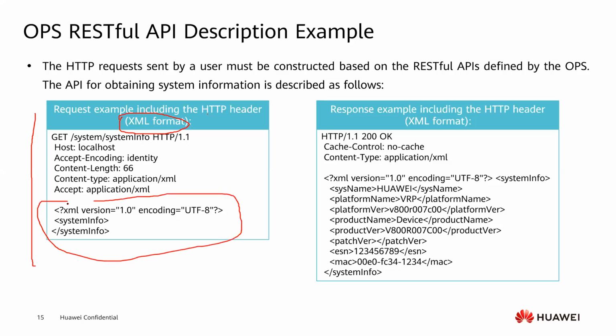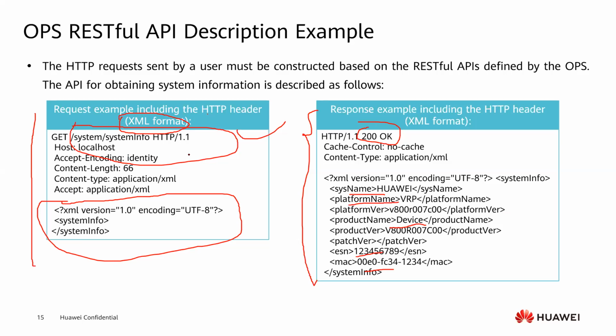We want to get the system information, and this is the response. Response 200 OK means you get the message, success. We can see here the platform name VIP, the system name Huawei, the product name device, the ESN, and so on. This is the system information, and this is the URL.